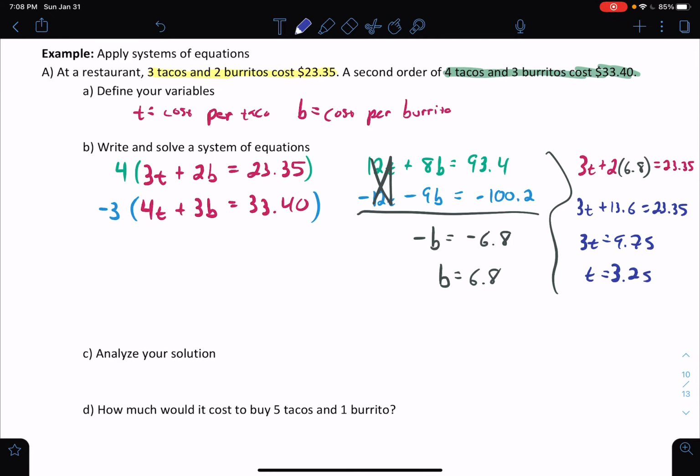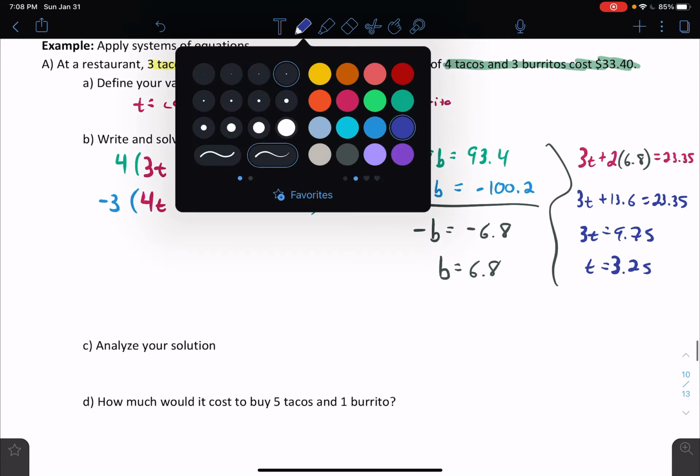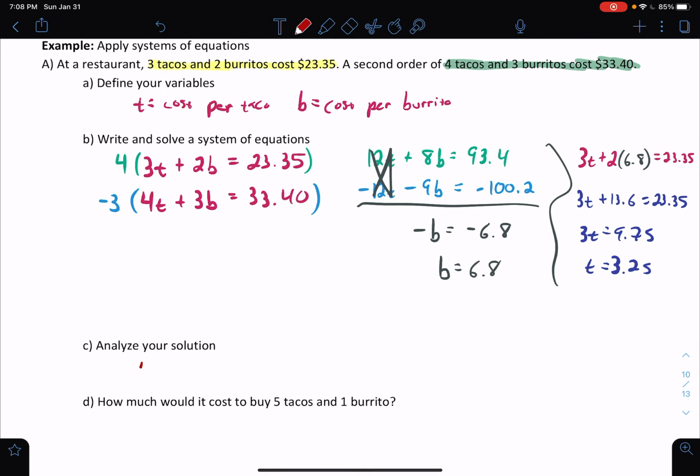All right, so if I wanted to analyze this solution, I'd be able to say that a taco costs $3.25 and a burrito costs $6.80. So that's what I can find here. You can find those individual prices.